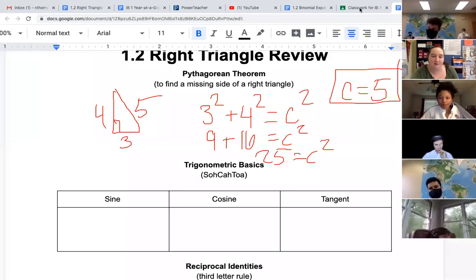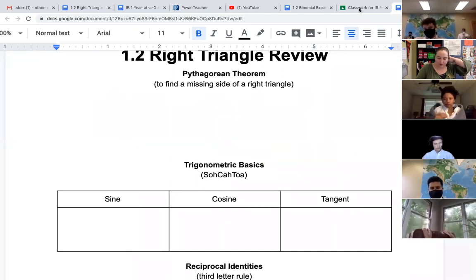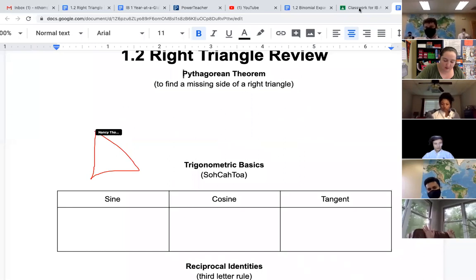Review this lesson because y'all are just all stars. Okay, so now let's just keep using this triangle. What is Jonathan doing? That is 3, 4, and 5.